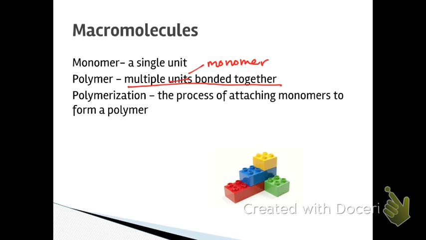The process of going from monomer to polymer, or building your Legos, is called polymerization. Polymerization is the process of attaching monomers to form a polymer. So what we're going to do is go over the four types of macromolecules, and for each one, the monomer, polymer, function, and examples.